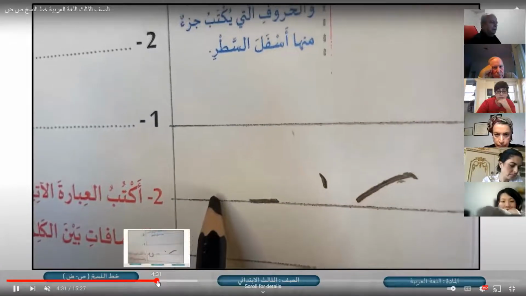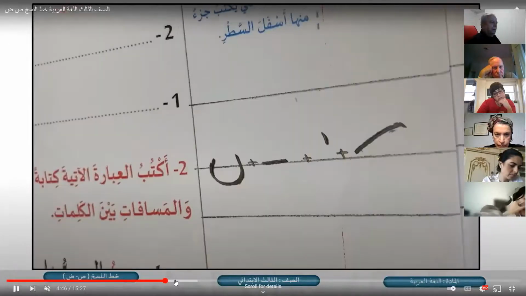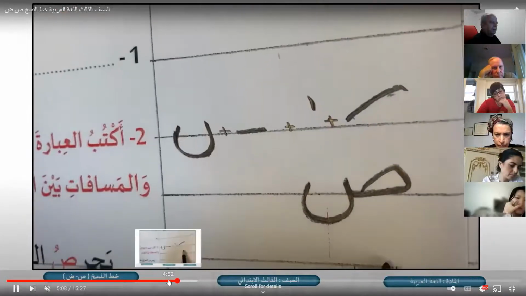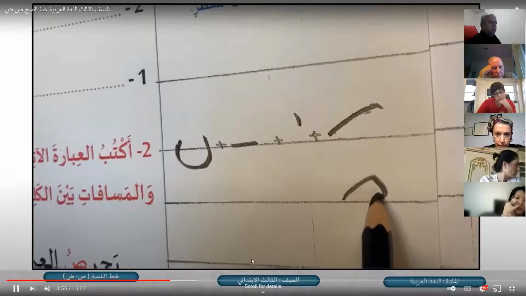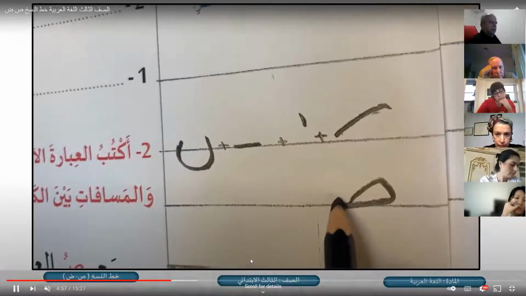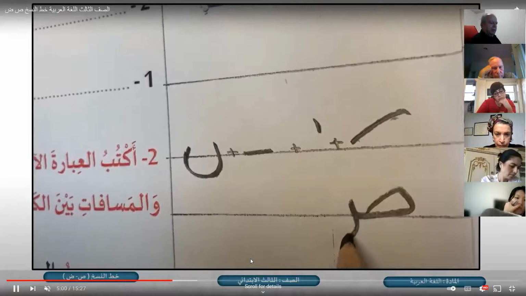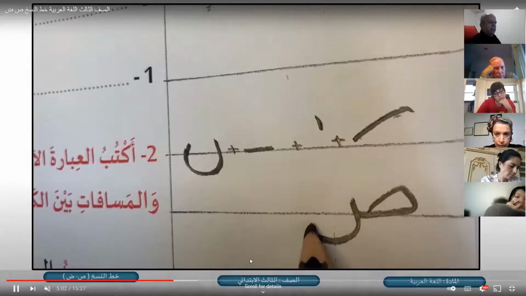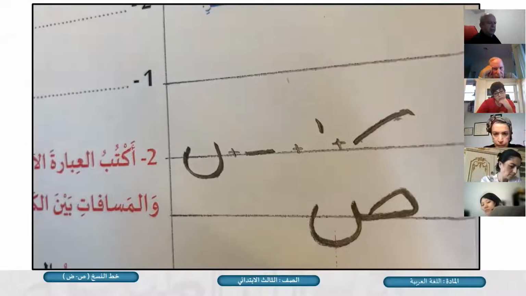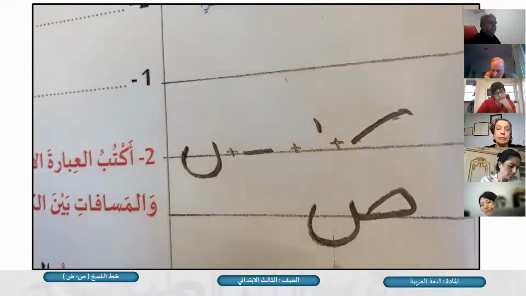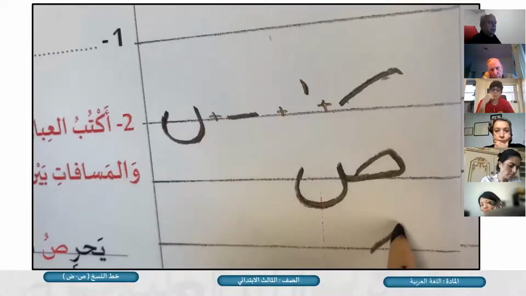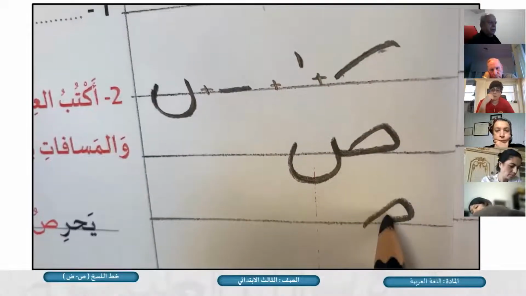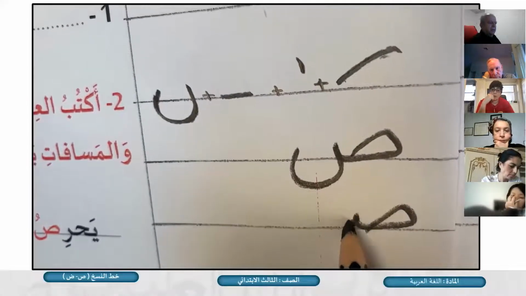What's she doing? Here, you see how it is written? It goes sideways, and then there is this. This is the shape when it is at the end of a word and it is not connected. Go sideways like an ellipse.